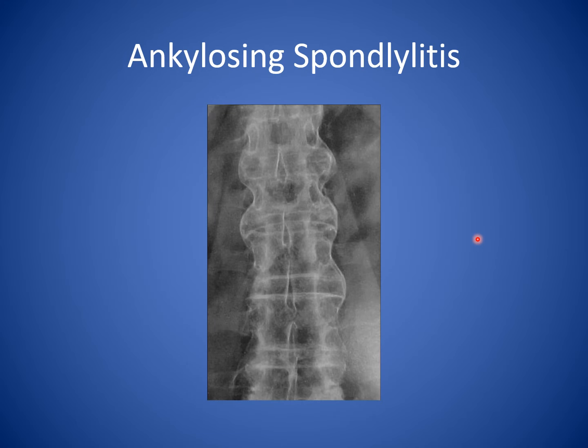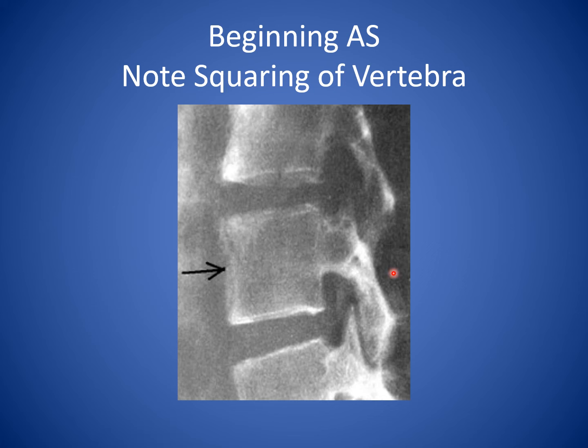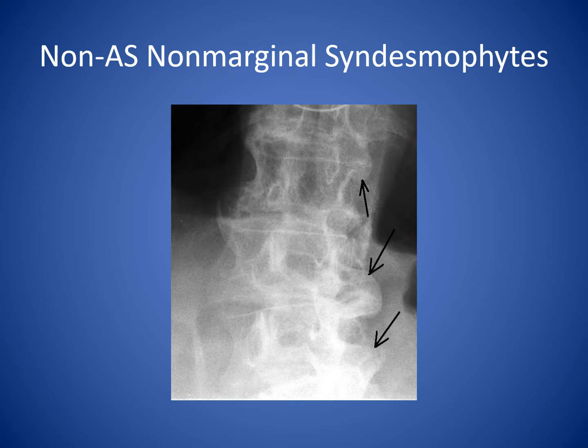Ankylosing spondylitis, not very commonly seen, but this is what it looks like. It's called a bamboo spine, where you ossify the ligaments and create one solid piece of bone. Most commonly occurs starting in the sacro-iliac joints. We'll talk about that. Another sign is beginning of squaring of the vertebra. If you look at a normal vertebra, the vertebrae are concave in front. But if it starts to square, that's an earlier sign of ankylosing spondylitis.